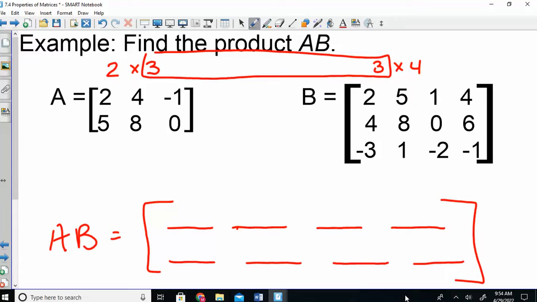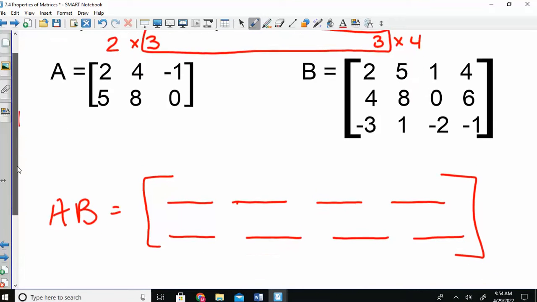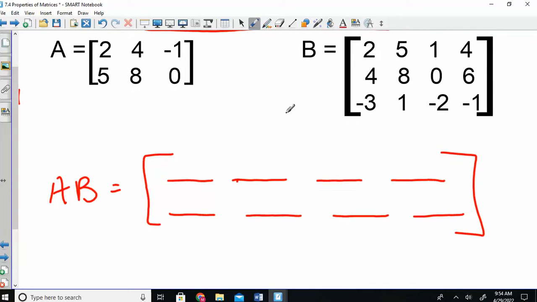So to get this, we are going to multiply rows by columns. So this is all row 1. To get these answers, we are going to be multiplying by row 1. So for the first one, we have to do row 1 times column 1.